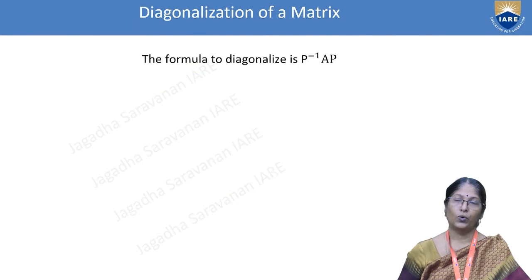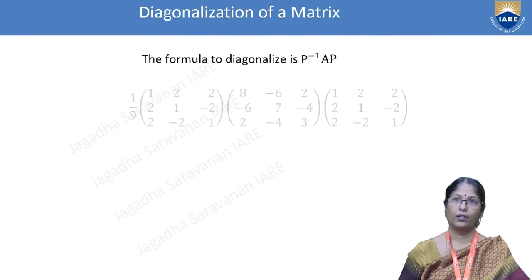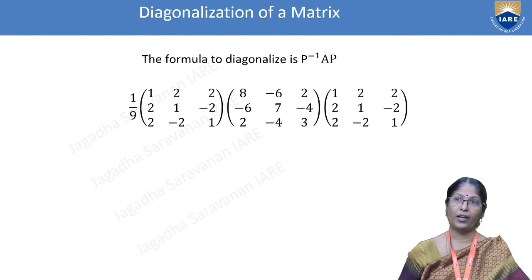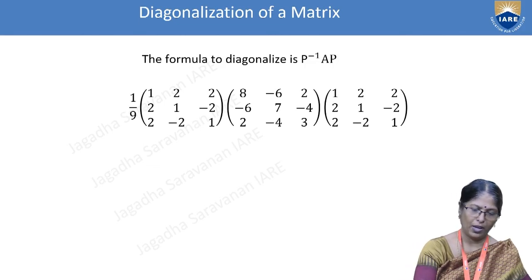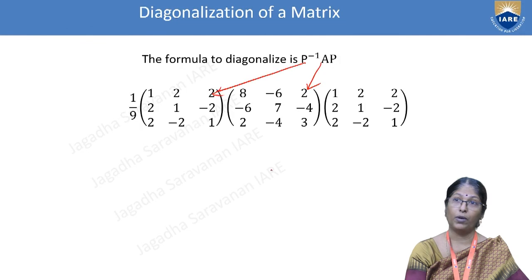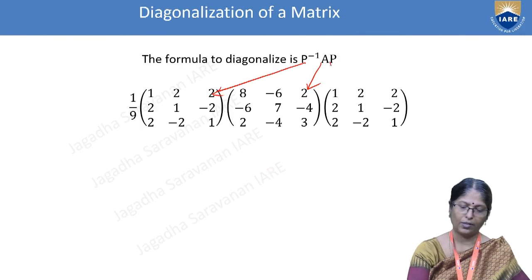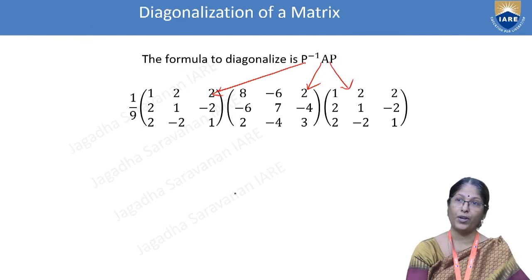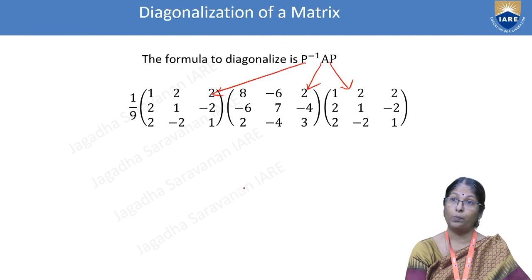So P inverse also we got it. Diagonalize, the formula is P inverse AP. So the P inverse we substituted. A is our given problem, given matrix. P is nothing but our model matrix. It is framed with the help of eigenvectors.